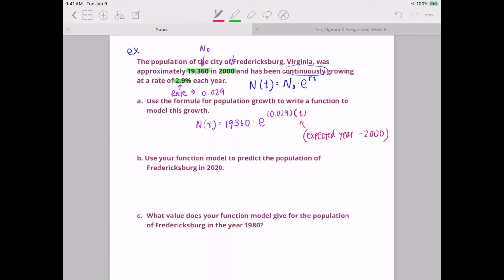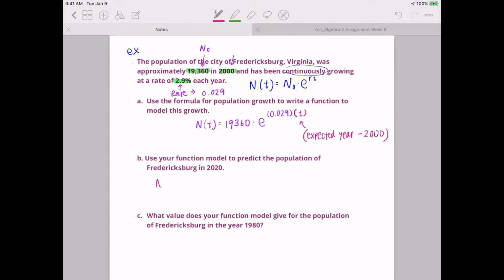Okay, so what that means is, you know how we are starting at year of 2000? That's kind of considered as year 0. So for the next question, they want us to find a function to model and predict the population in 2020. That's a 20-year gap right there. So we have to use 2020 minus 2000 to get our final answer.